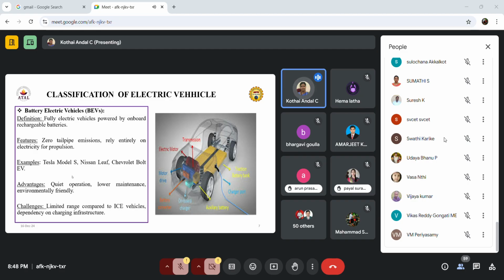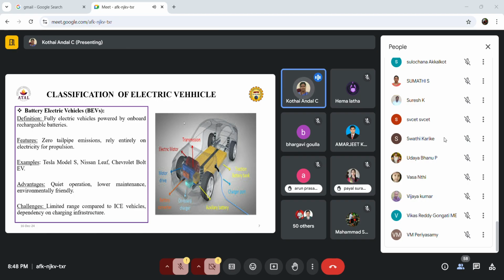So if we come to the battery electric vehicle, see here, the battery is a rechargeable battery. This is what we are using nowadays, right? Generally, in major commercial and general purpose applications, it is the battery electric vehicle only. Here the vehicle is powered only by onboard rechargeable batteries. There is no IC engine here. This is a fully electric vehicle.